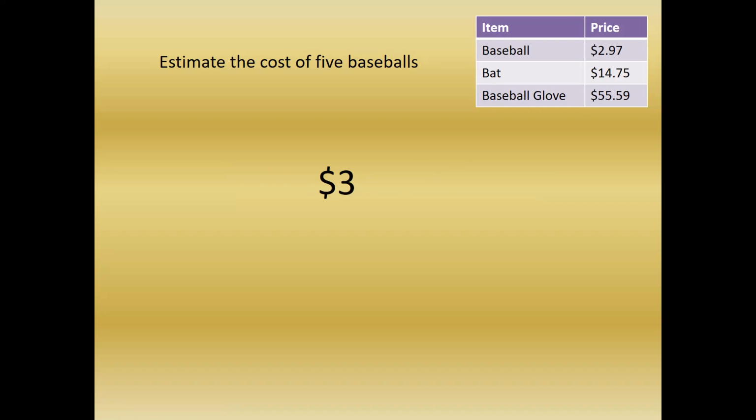We want 5 baseballs, so we're going to do times 5. 3 times 5 is 15. And we're going to make sure we put our dollar sign in front, otherwise our answer is wrong. So the estimated cost of 5 baseballs is $15. Now let's find the exact cost of 7 bats.